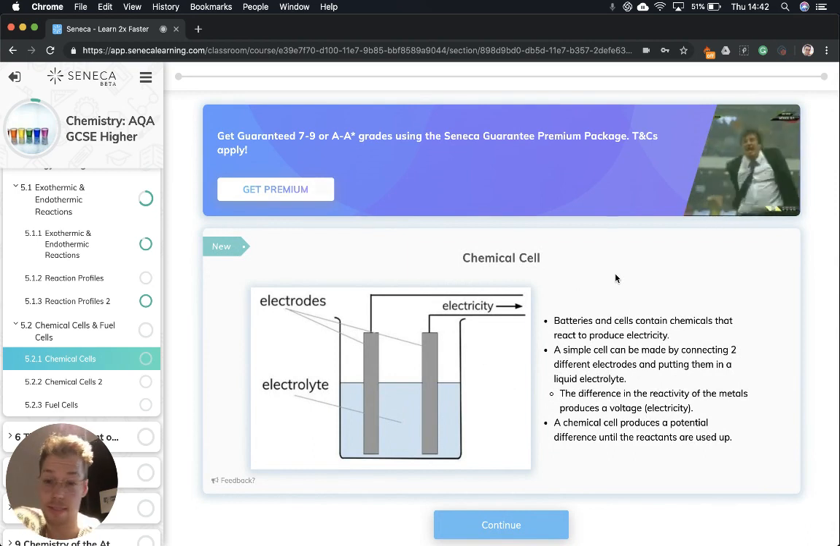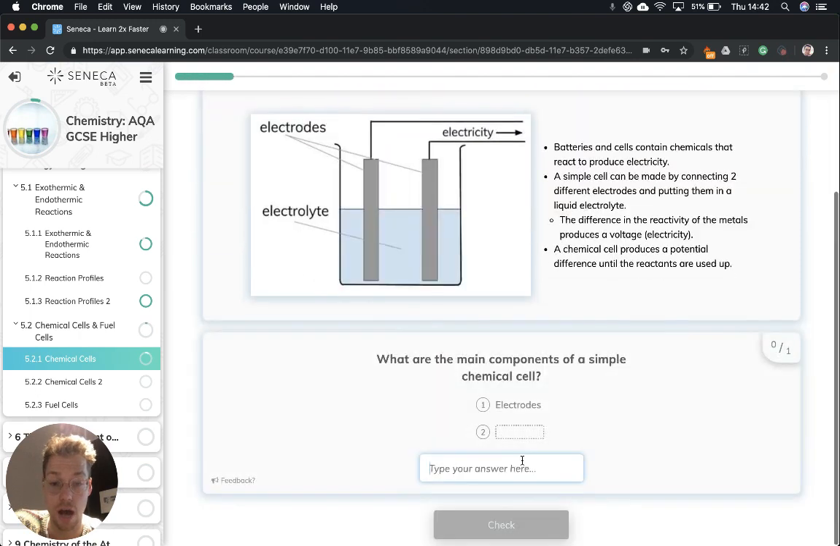A chemical cell is basically like a little battery. And batteries and cells contain chemicals that react together to produce electricity. We can make a simple cell by connecting two different electrodes and putting them in a liquid electrolyte. And the difference in the reactivity of the metals produces voltage, electricity. A chemical cell produces a potential difference until all of the reactions are used up.